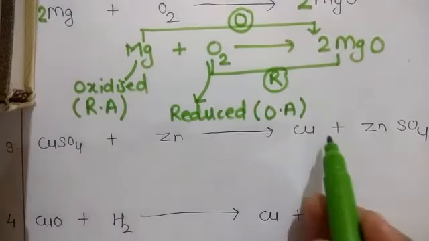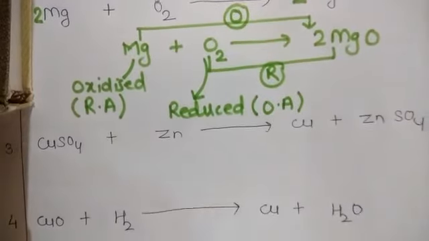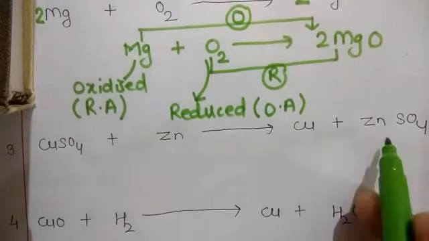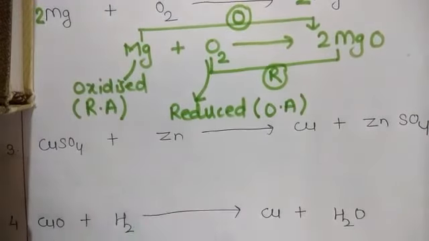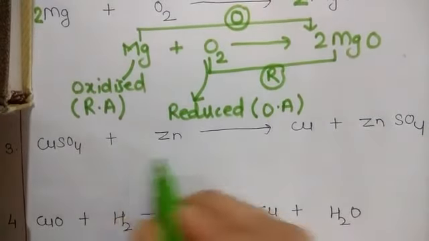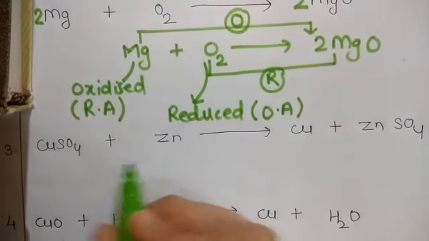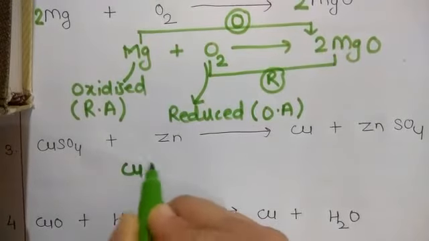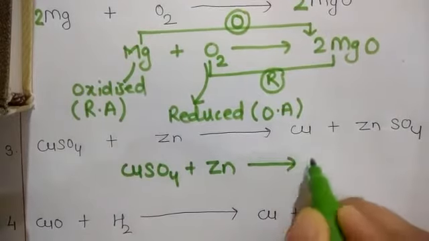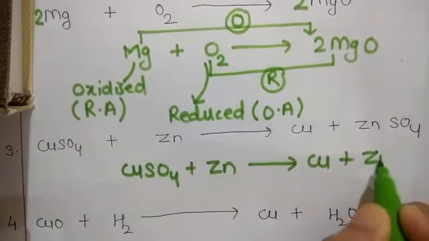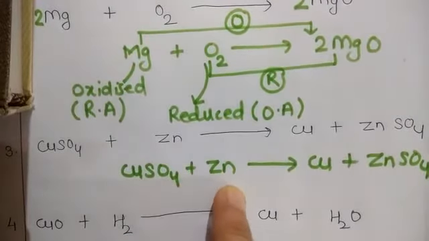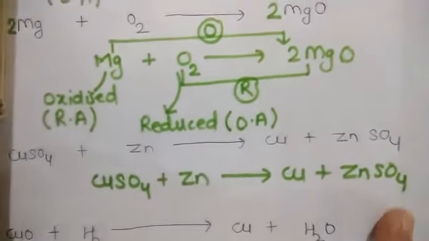Copper sulfate. First you have to see whether this reaction is balanced or not. See, copper is 1, copper is 1, zinc is 1, zinc is 1, sulfate is also 1. Okay, so now you have to just write down the oxidation and reduction reaction. CuSO4 plus zinc gives you Cu plus zinc sulfate. Okay, so copper sulfate, zinc, copper and zinc sulfate, this you have to write.